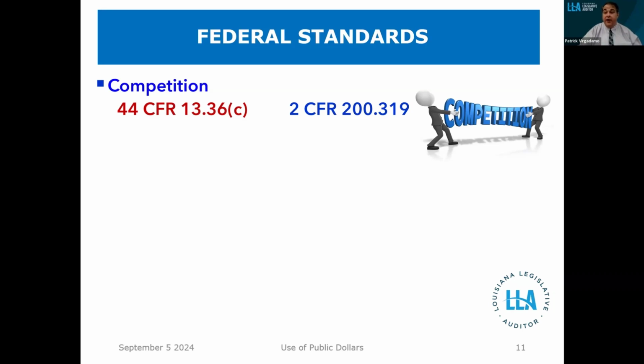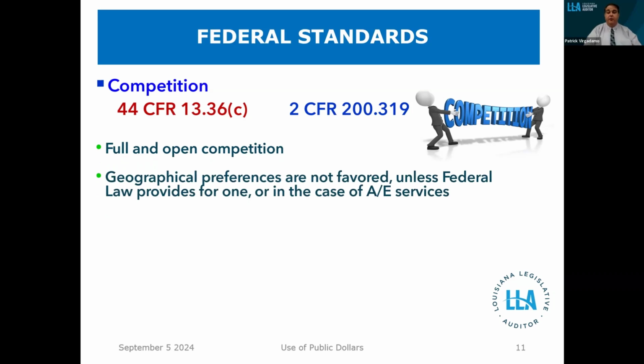However, we're going to try to point out where there are some cases where one may be stricter. And in all cases, because you have to comply with all of these rules, you'll have to comply with the stricter one. The federal government expects full and open competition. They want to make sure that geographical preferences aren't favored.